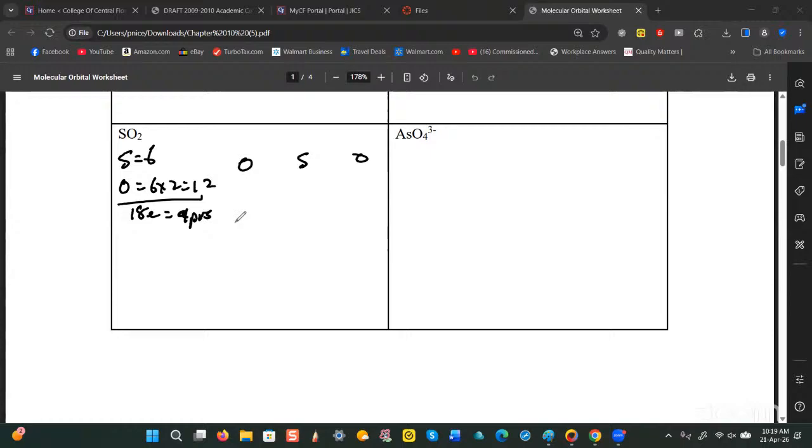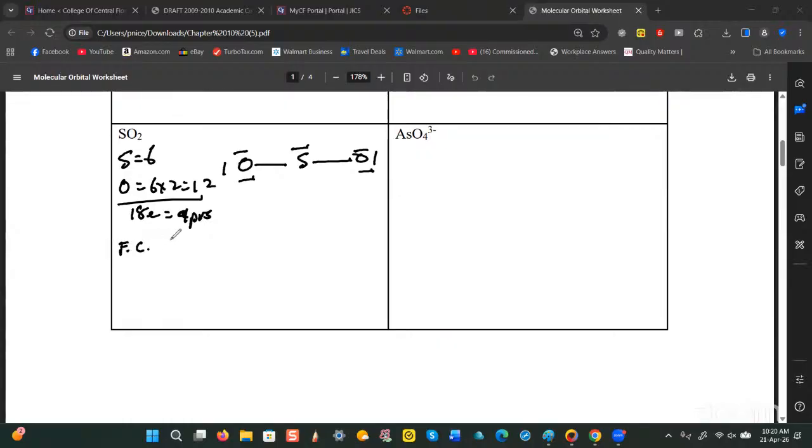So what's the next step? Distribute the pairs. 1, 2, those are the bonding pairs. Then 3, 4, 5, 6, 7, 8. We have one more pair left. 9. Right? Okay, the next step is formal charge.